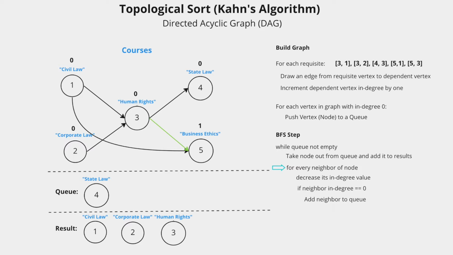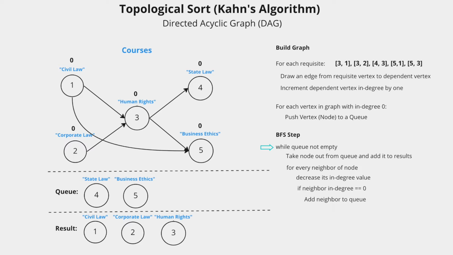Let's explore the next neighboring course, business ethics. Decrement the course's in-degree value by 1. Check if this course's in-degree value has reached 0. That's right. Then it means this course has no more dependencies. We can push it into the queue.